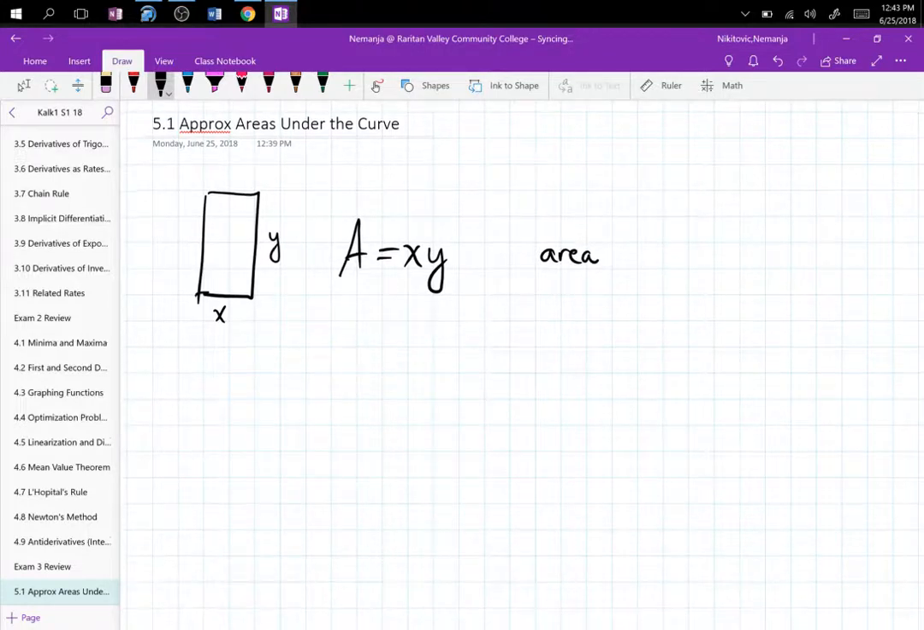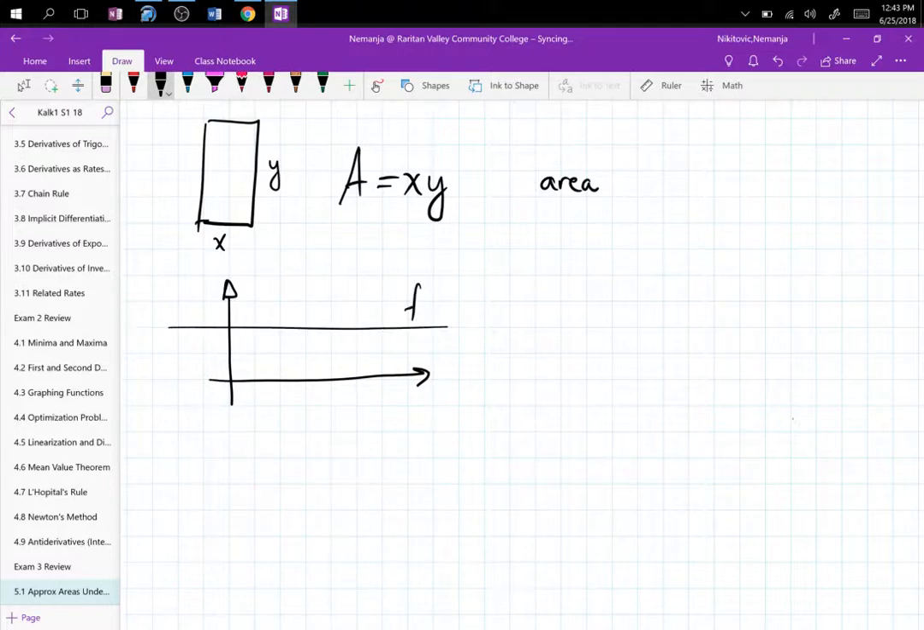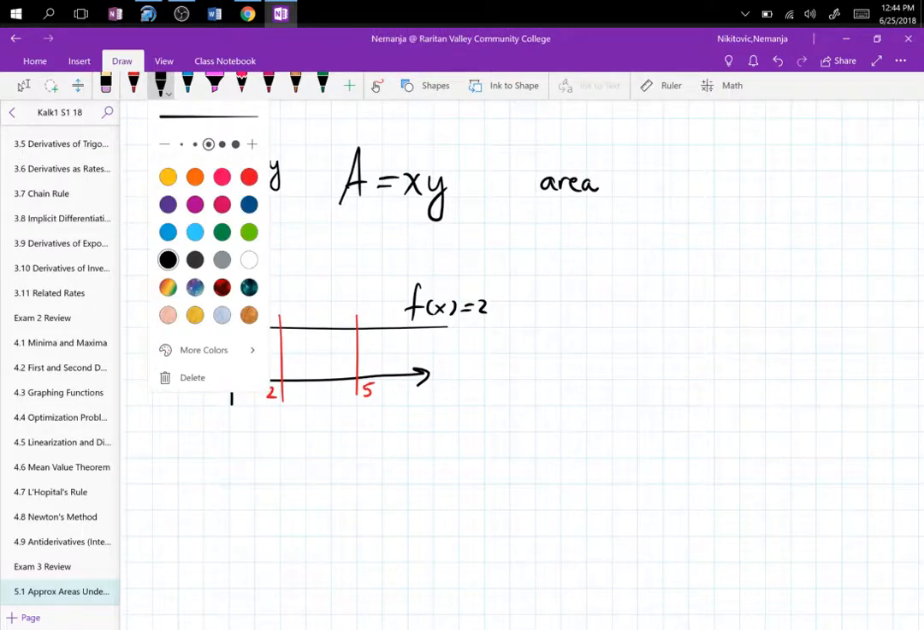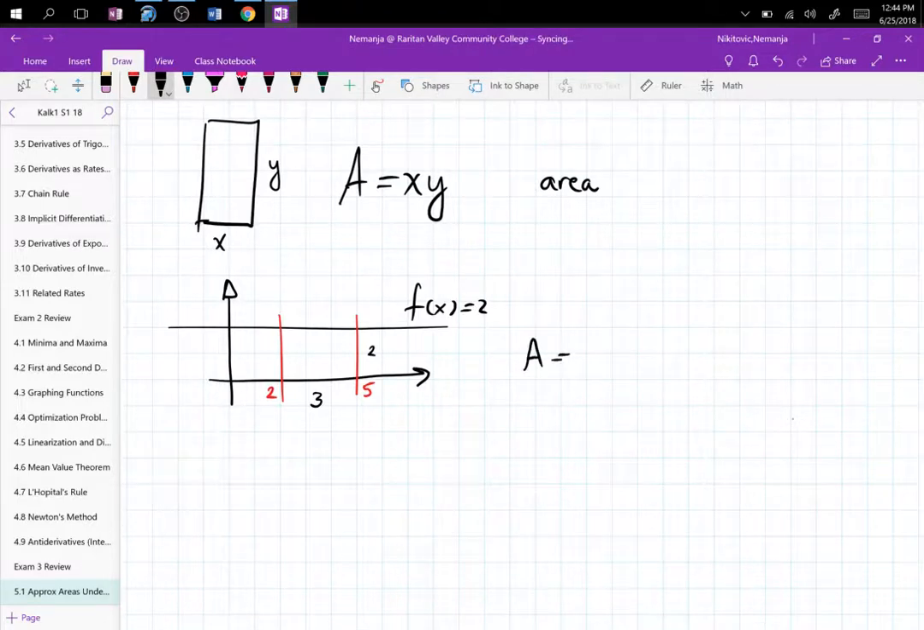So now if I want to put this in a coordinate system, I can. And I can, let's say, shoot a function over here, f of x equals 2. That's known as a constant function. And then I can cut that function, let's say, here and here at 2 and 5. So if I do that, that will make this side 3 and this side 2. So area would be 3 times 2, which is 6 units squared.